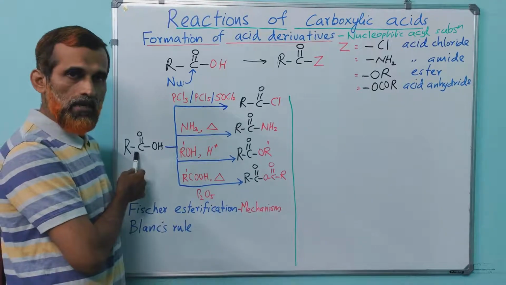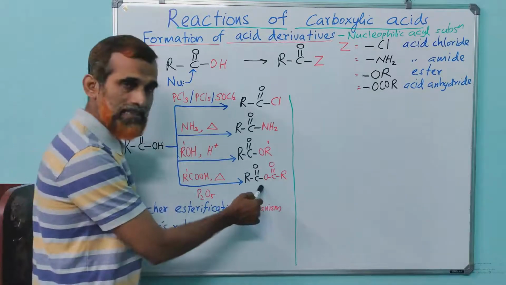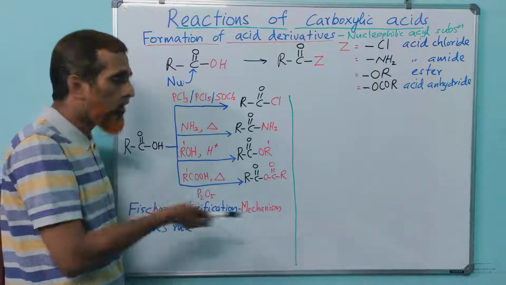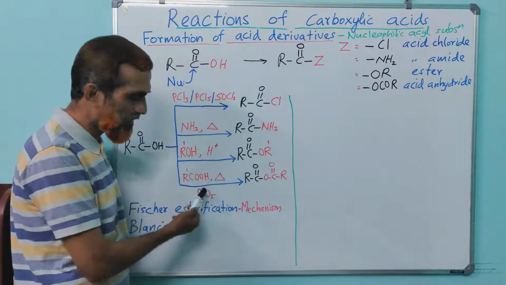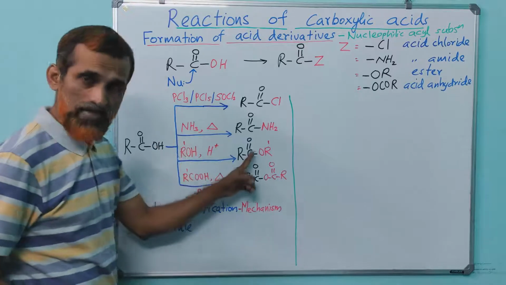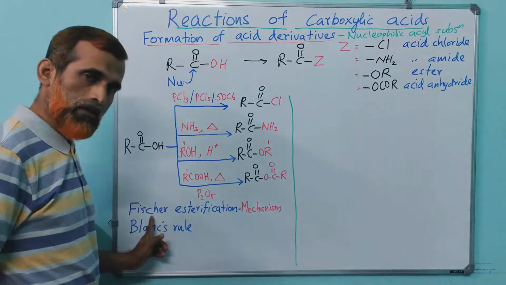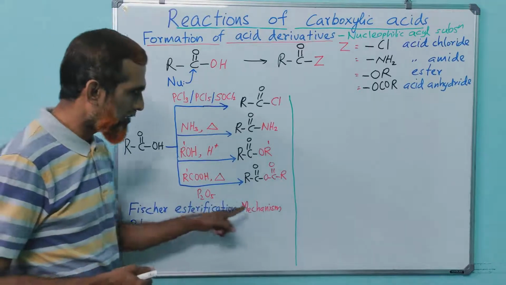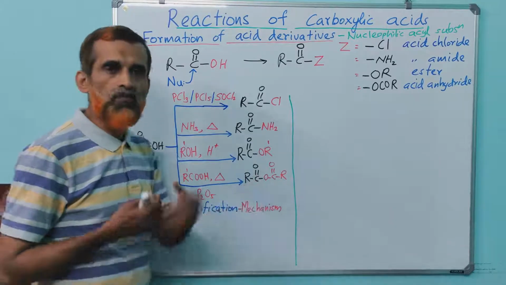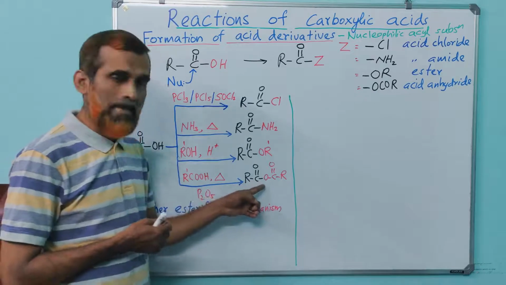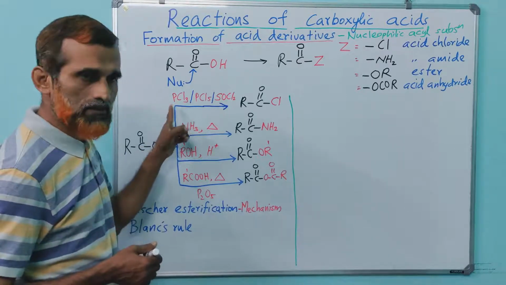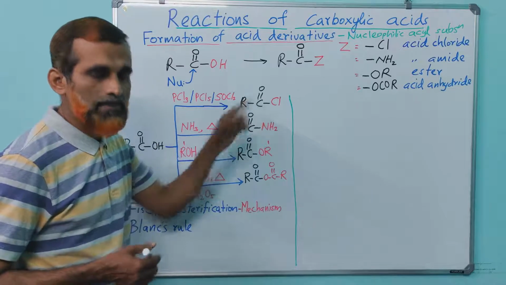And finally, carboxylic acid gets converted into acid anhydride by loss of H2O, water, by reacting with the same acid molecule or a different acid molecule by heating in presence of dehydrating agents like P2O5. In connection with esterification, we have the term Fischer Esterification, and we have the mechanism to discuss. And Blanc's rule is related to formation of acid anhydride by heating dicarboxylic acids. So we start with formation of acid chloride.